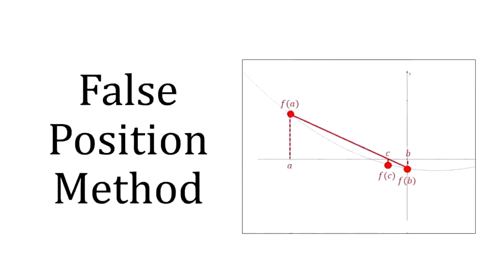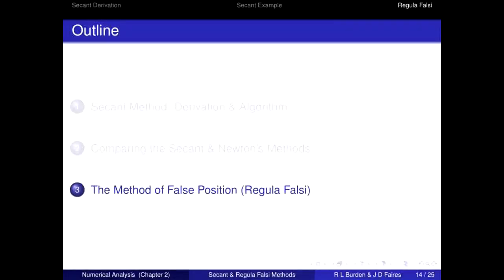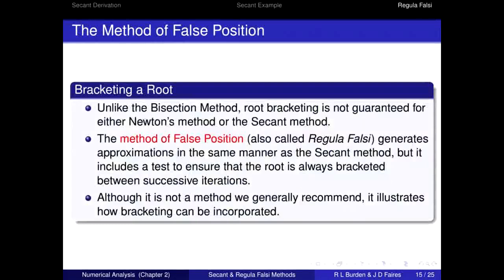Students, today's lecture is related to the method of false position, or Regula Falsi method. This is the fourth method we are studying to find the root of a non-linear equation. Regula Falsi is a root bracketing method, just like the bisection method. Unlike the bisection method, root bracketing is not guaranteed for either Newton's method or the secant method.